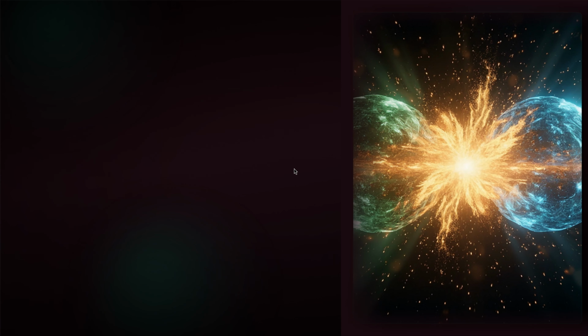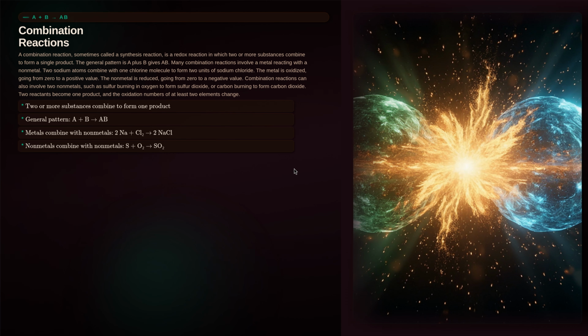A combination reaction, sometimes called a synthesis reaction, is a redox reaction in which two or more substances combine to form a single product. The general pattern is A plus B gives AB. Many combination reactions involve a metal reacting with a nonmetal. For example, two sodium atoms combine with one chlorine molecule to form 2 units of sodium chloride. Two aluminum atoms combine with 3 bromine molecules to form 2 units of aluminum bromide.